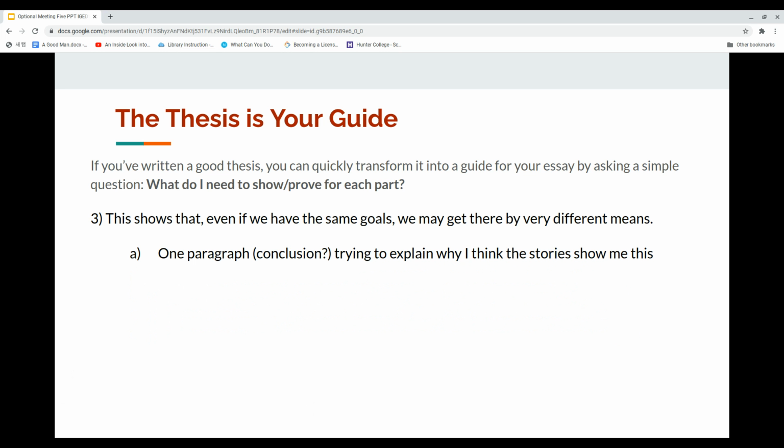The key things to keep in mind: if the thesis does what it needs to do, then it's given you a pattern, it's given you a guide, and now all you need to do is go in and for each main idea in your thesis, write a body paragraph. And in that body paragraph, make sure that you do what you've set out to do and that you provide evidence in the form of quotations that you're taking directly from the readings.